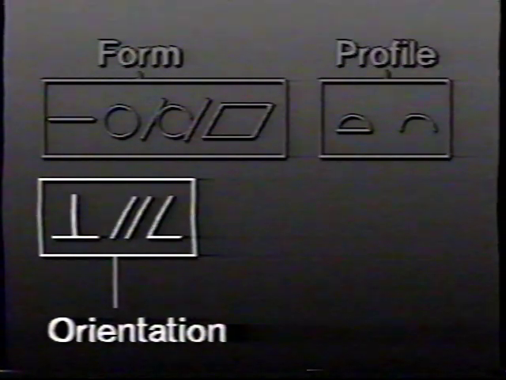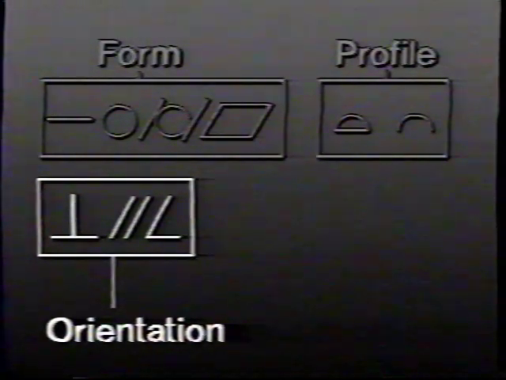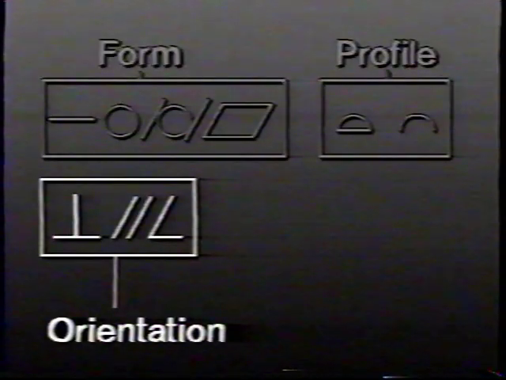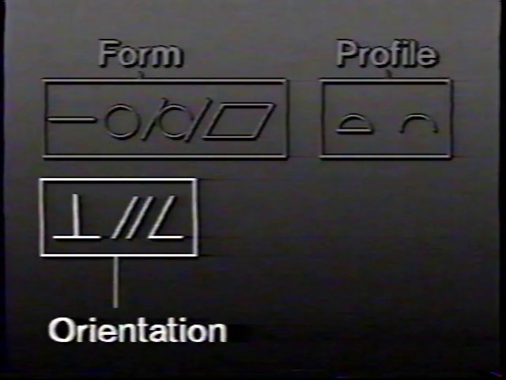Form tolerances control flatness, straightness, circularity, and cylindricity. Profile tolerances control the outline of an individual feature or the outline of an entire surface. Orientation tolerances control the perpendicularity, angularity, and parallelism of the feature with respect to a datum.